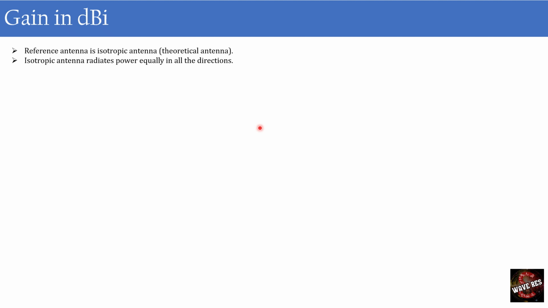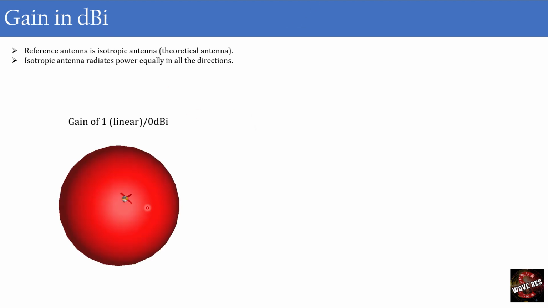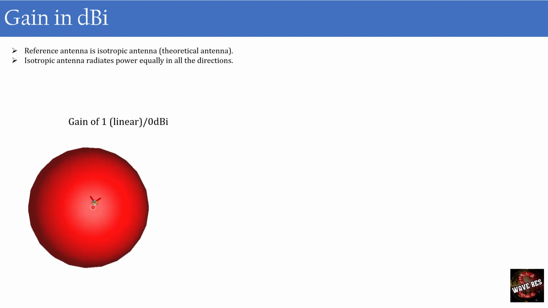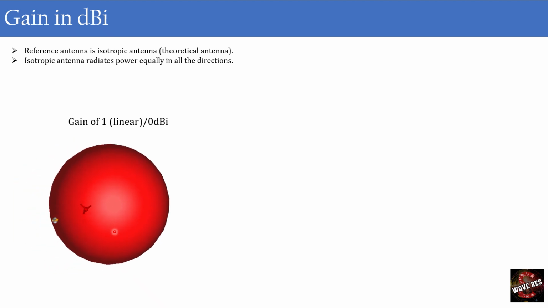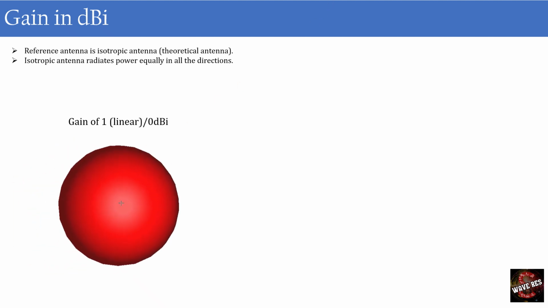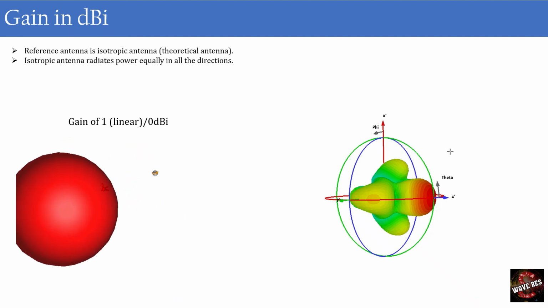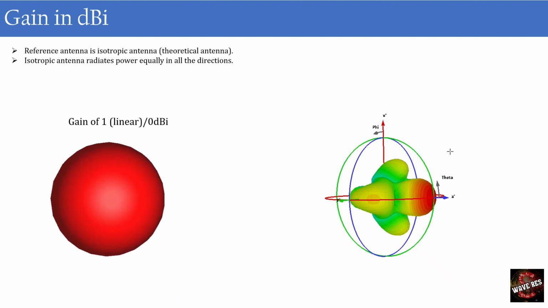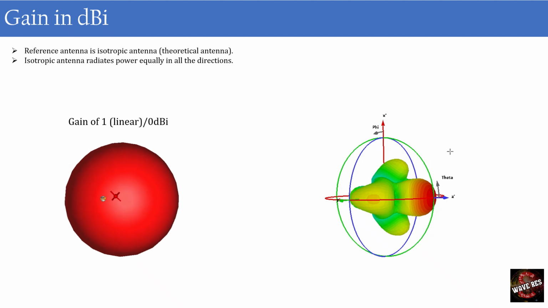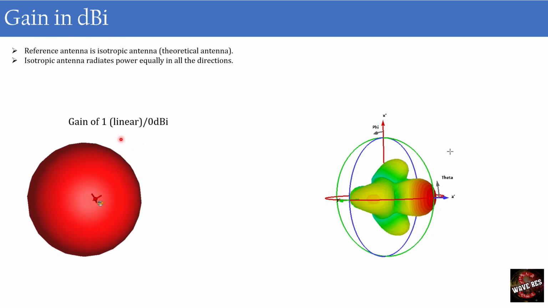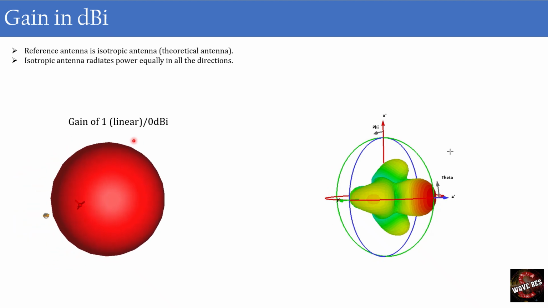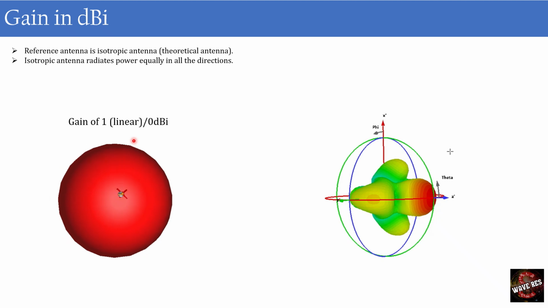Here, the reference antenna is the isotropic antenna, and we know that an isotropic antenna is a theoretical antenna which radiates power equally in all the directions. So this is the radiation from an isotropic antenna. Here we can see that it is radiating equally in all the directions. So in case of an isotropic antenna, as the antenna is radiating equally in all the directions, we can say that the gain of this antenna is 1 in linear scale or 0 dBi in dB scale.